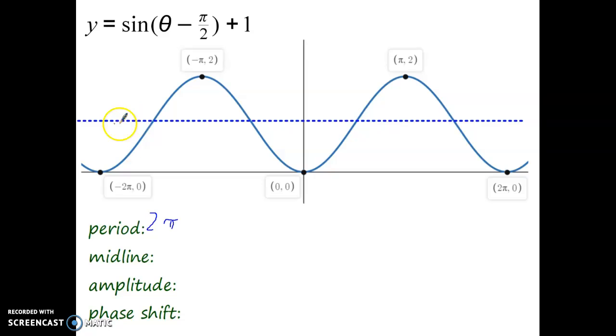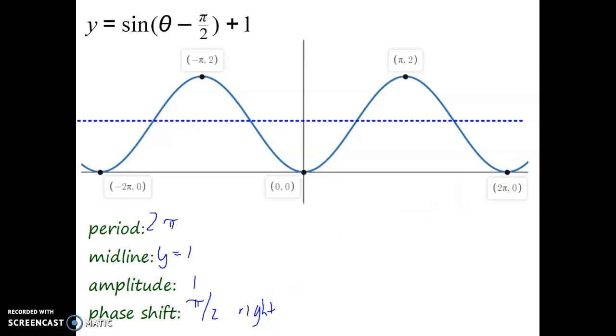All right, the midline. You remember we dotted in that midline? The midline was up 1, but I can't just write 1 because the midline is a line. So I'm going to write y equals 1. I didn't change the amplitude. Amplitude is still 1. Phase shift is just a trig way of saying how far did you move horizontally? How far did you move left and right? In this case, I went pi over 2 to the right.